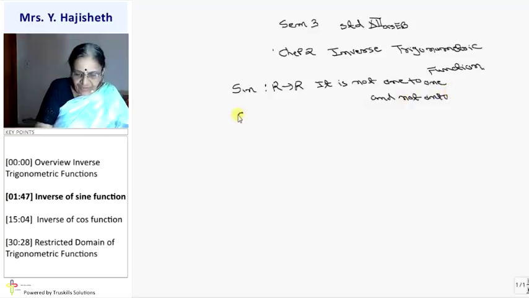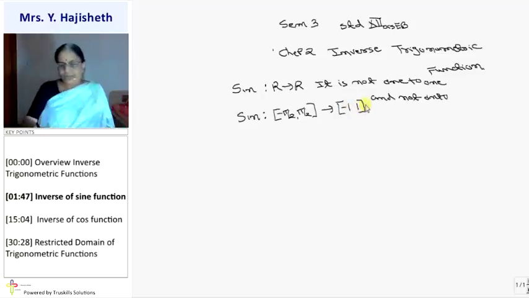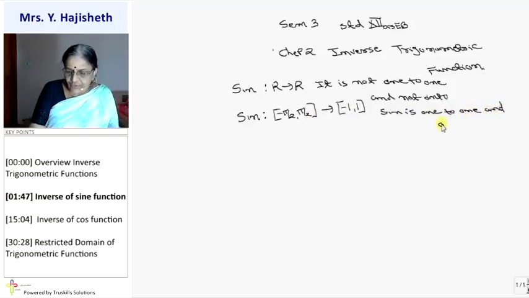But if I define the sine function with domain the closed interval minus pi by 2 to pi by 2, and codomain the closed interval minus 1 to 1, in this domain my function is 1 to 1. And if I restrict the codomain also as the closed interval minus 1 to 1, then sine is a function from the closed interval minus pi by 2, pi by 2 to the closed interval minus 1 to 1. In this domain, my sine is 1 to 1 and onto function, okay? So naturally now their inverse exists.